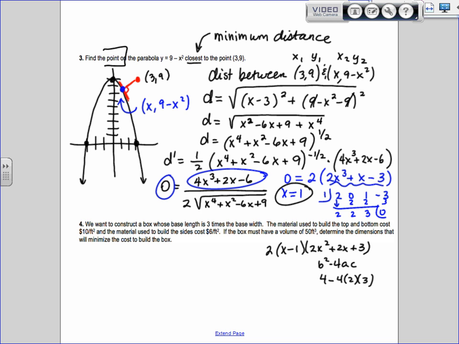So what is the point? Find the point. So 1 comma 8, that's it. I knew it was going to be 1 comma 8.